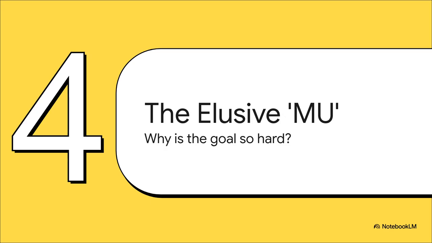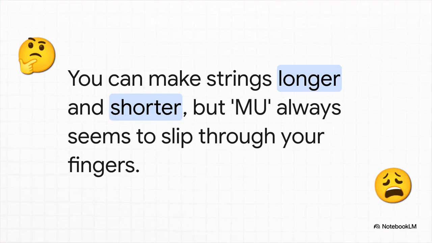But what about MU? The whole reason we started this. It feels like it should be easy, right? It's just 2 letters. But the more you mess around with these rules, the more it feels like it's just impossible to get to. You're applying the rules, right? Your string gets longer. Then you use rule 4 and it gets shorter. Then it gets longer again. You feel like you're making progress, but that one little string, MU, it just never shows up.